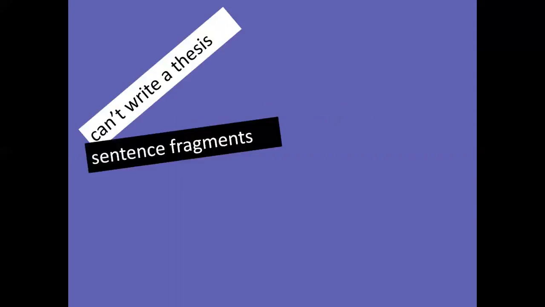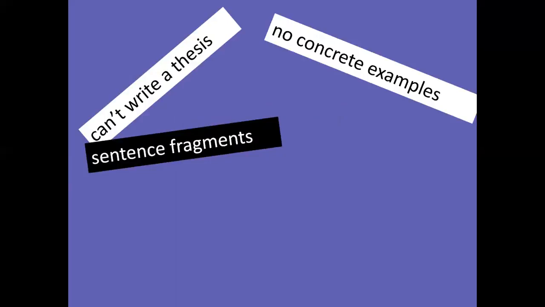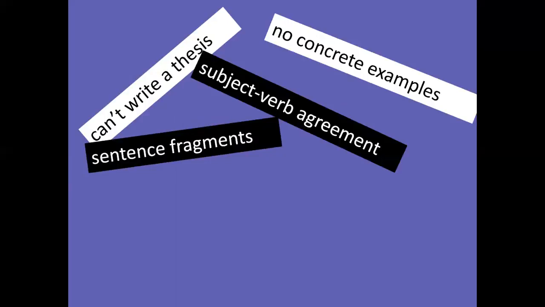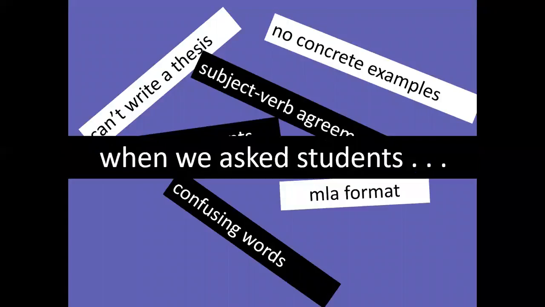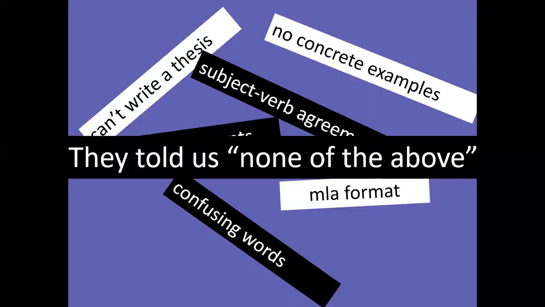They couldn't write a thesis. They used sentence fragments. They didn't use concrete examples and so forth. And when we asked students, we got some students into a focus group and asked them the same question. Why did so many students drop out of the developmental writing program leading to English 101? And here's what they told us. None of those things that we said. Instead, it was things like this.